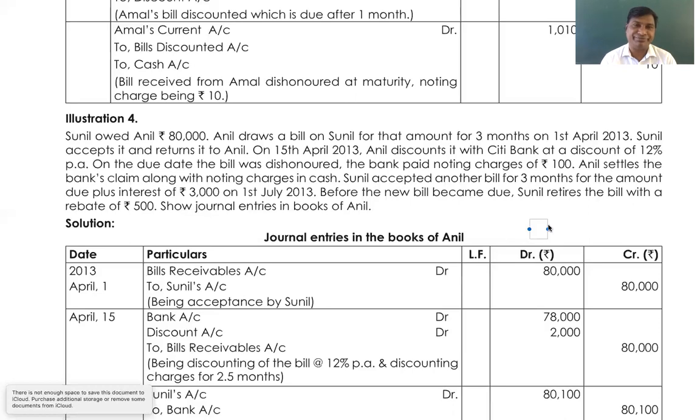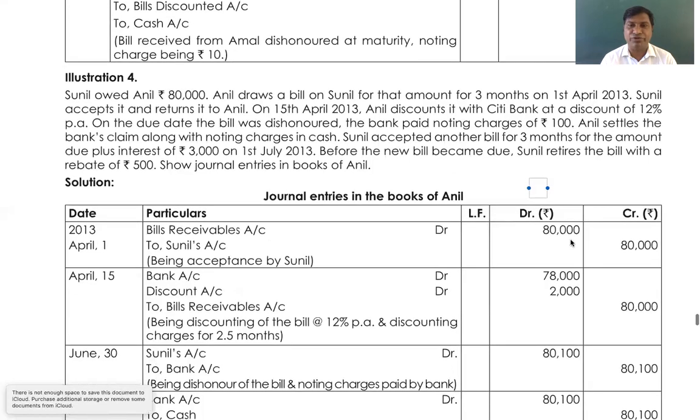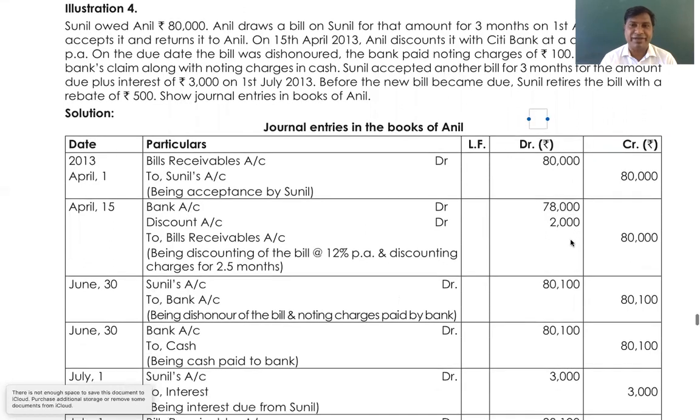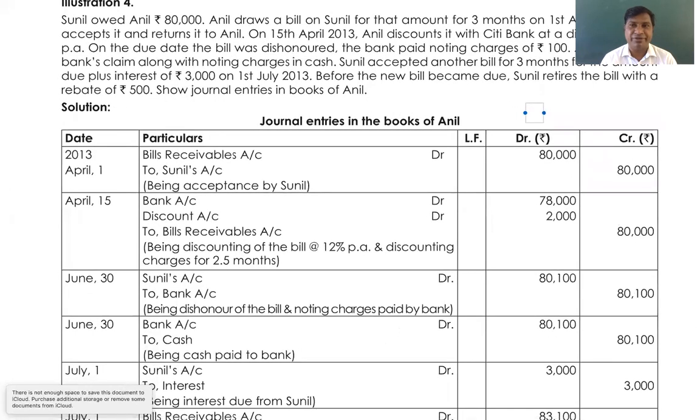Problem 4: show necessary journal entries in the books of Anil. Show the entries in the books of Anil. So draw 4 lines if you want to avoid the ledger folio column. Otherwise, draw 5 lines.